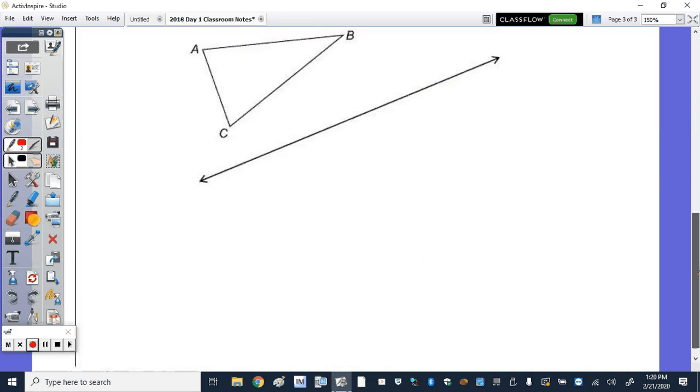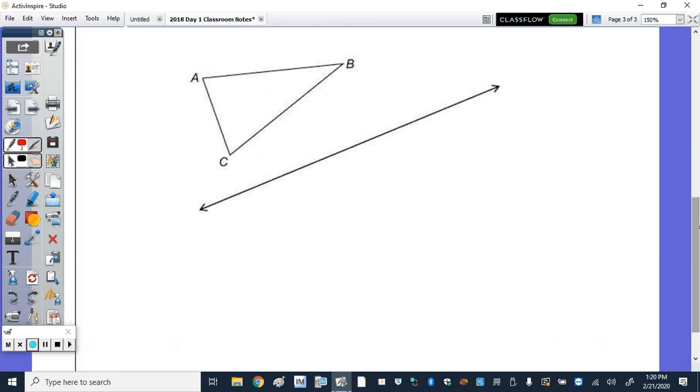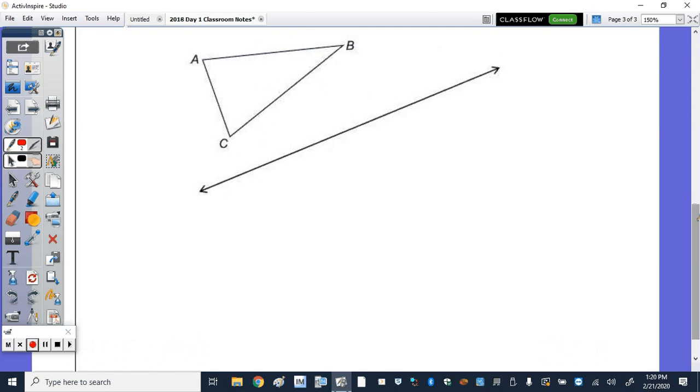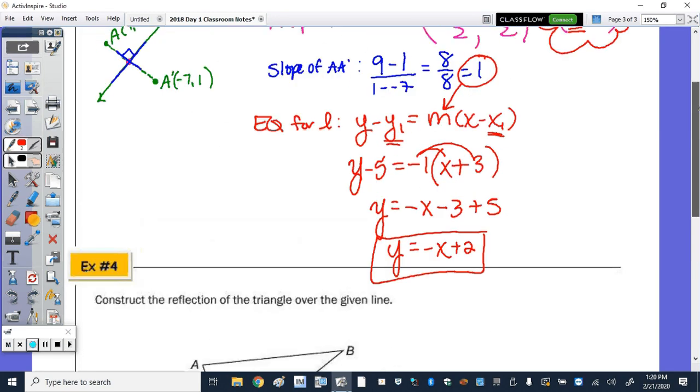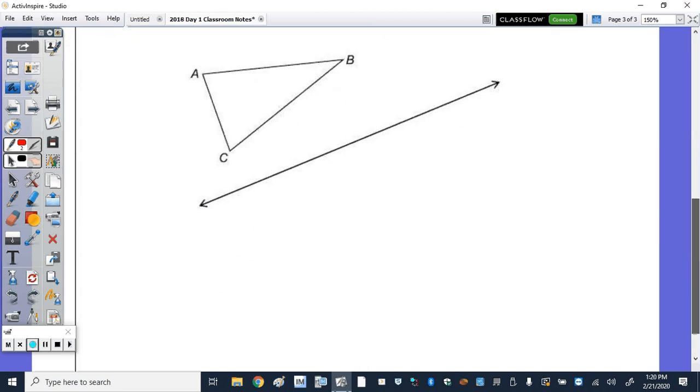All right, now the last one. Now the last one's pretty tricky. We have to construct, this time, the image, or the reflection, of triangle A prime, B prime, C prime. So what we do know, again, is that the line of reflection is the perpendicular bisector of the segment connecting a point to its image. So the first thing we're going to do is draw a line perpendicular through each point, that's perpendicular to this line right here.